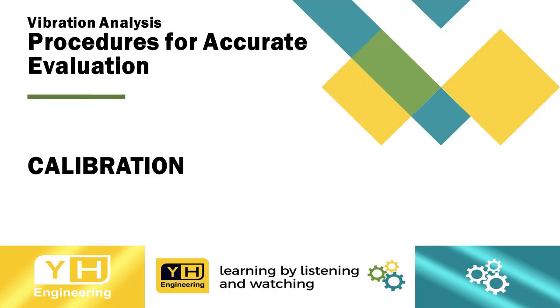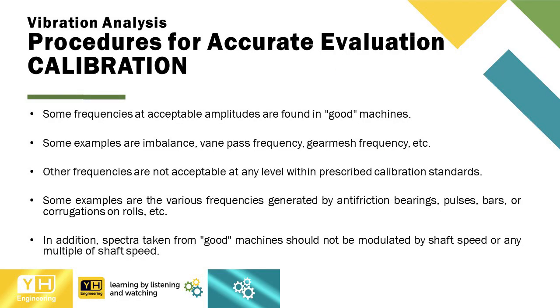Vibration analysis: procedures for accurate evaluation of machinery condition. Calibration. Some frequencies at acceptable amplitudes are found in good machines. Some examples are imbalance, vane pass frequency, gear mesh frequency, etc. Other frequencies are not acceptable at any level within prescribed calibration standards. Some examples are the various frequencies generated by anti-friction bearings, pulses, bars, or corrugations on rolls, etc.